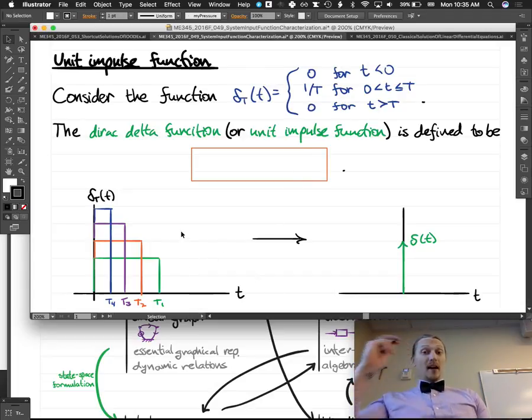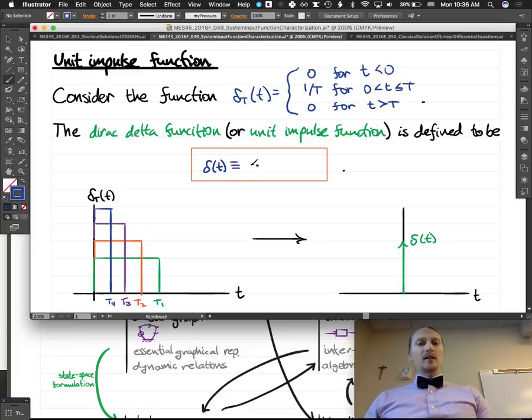So the Dirac delta function is defined to be, we just use delta of t. It's defined to be the limit as big T goes to 0 of delta T of t, where delta T of t is this function up there. So what does that mean? If big T goes to 0, it means the width is getting smaller and smaller. So it's going from like green to orange to purple to blue, and we're just getting thinner and thinner and thinner, right? And what happens to the height?